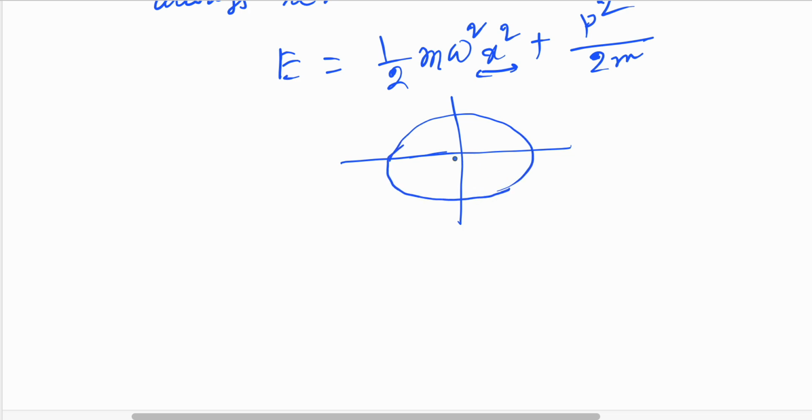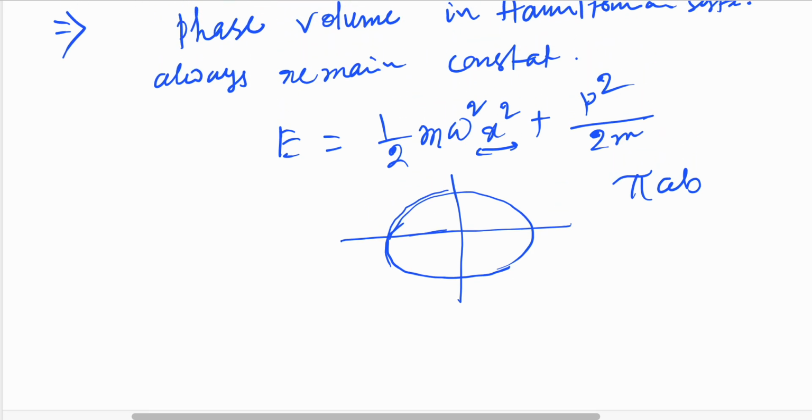It's an ellipse, and all the accessible x and p for which this relation is satisfied will remain on the surface of this ellipse. Now if I know the area of that ellipse, I actually know the total volume of the phase space that is allowed for this system with total energy constant, that is nothing but pi ab. So this is an example of the phase space.